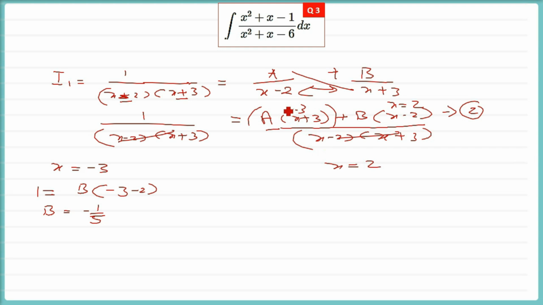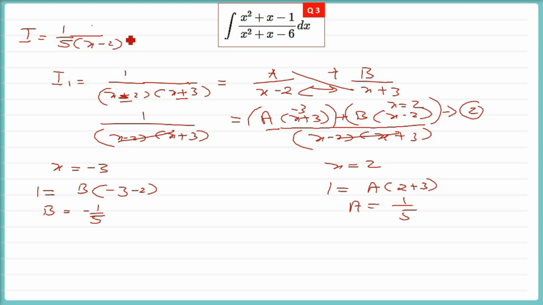When you put x equals 2, the second term is going to be 0 in equation number 2. This 1 will be equal to a into 2 plus 3. So a became 1 by 5. So if you see here, I1 has become, because it was initially a divided by x minus 2 plus b divided by x plus 3, and a and b we have found out, so it will be 1 by 5 into x minus 2, the first term, and then we have negative, so let's change this sign, negative 1 by 5 divided by x plus 3. This was your I1 if you remember.